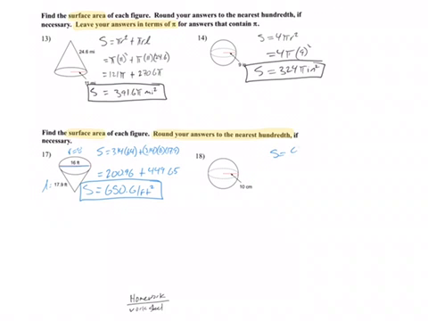Surface area over here is going to be 4 times 3.14 times 100. It's going to be 1,256, and then it's going to be centimeters squared.